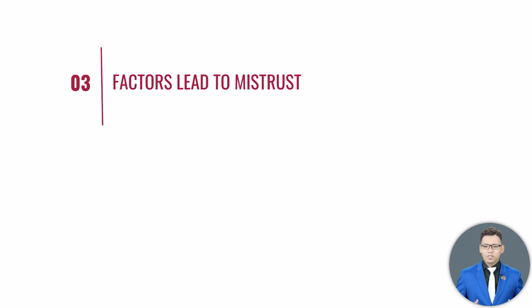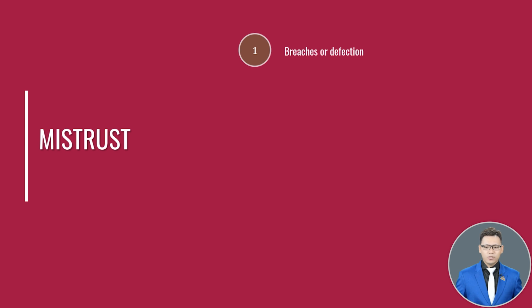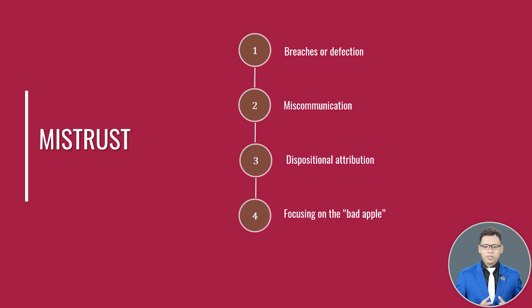As you may know, trust is a fragile thing, and once it's broken, it can be very difficult to rebuild. In this section, we're going to discuss some of the key factors that can lead to mistrust between parties, particularly in a business or negotiation context. There are four main factors that lead to mistrust. Number one, breaches or defections. Number two, miscommunication. Number three, dispositional attribution. And the last one is focusing on the bad apple.